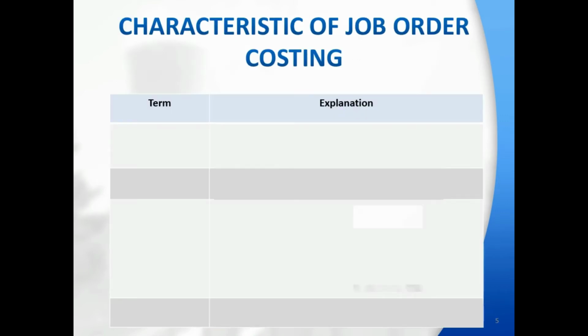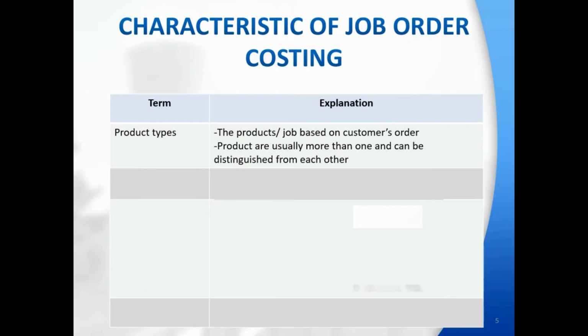The characteristics of job order costing in terms of product type: the product is made based on the customer's order. Products are usually more than one and can be distinguished from each other.